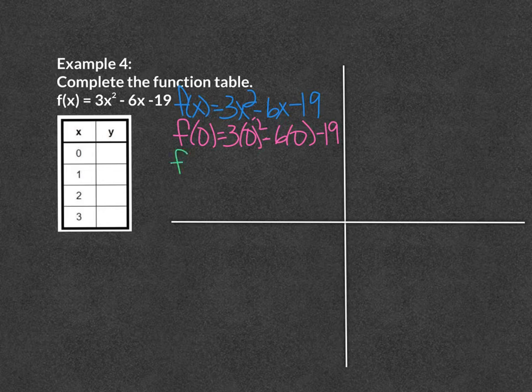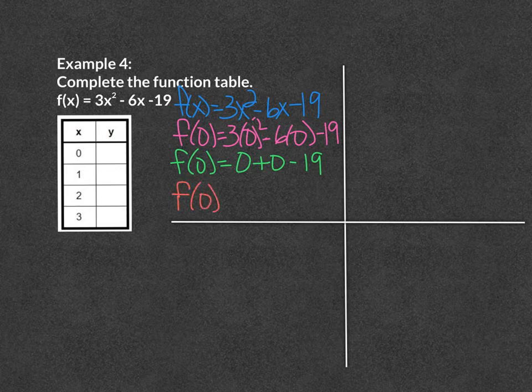I'm going to bring down f of 0 equals 0 squared is 0 times 3 is 0. Minus 6 times 0 is just 0. Bring down negative 19. So I'm going to bring down f of 0 equals 0 plus 0 is just 0. Bring down negative 19. So that means f of 0 equals negative 19.